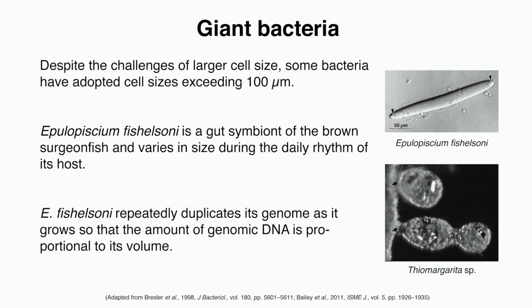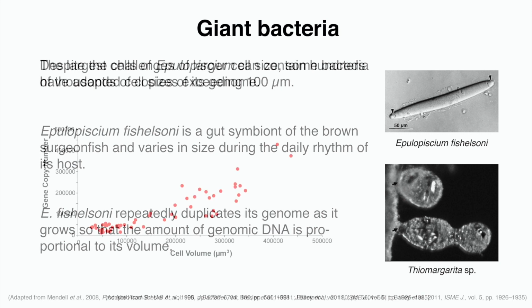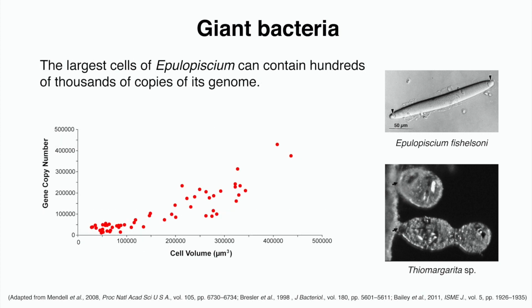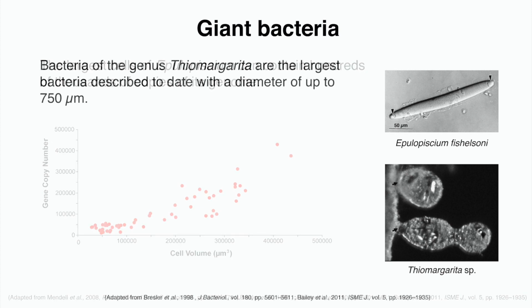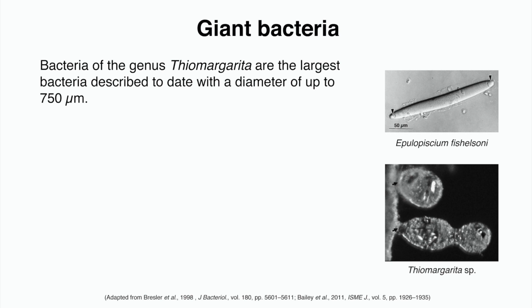Epulopiscium repeatedly duplicates its genome as it grows, so that the amount of genomic DNA is proportional to its volume. The largest cells of Epulopiscium can contain hundreds of thousands of copies of its genome, as shown in the graph. Bacteria of the genus Thiomargarita are the largest bacteria described to date, with a diameter of up to 750 micrometers.